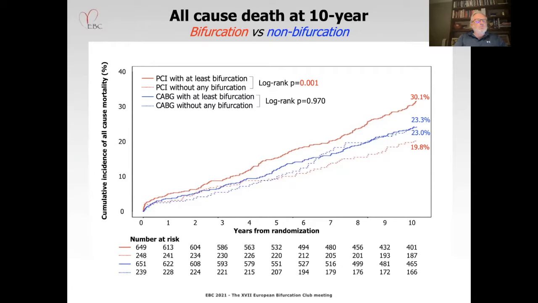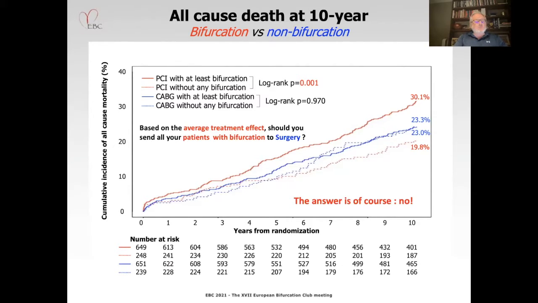Then we have the two CABG groups, the one with bifurcation, the one without bifurcation. Both have an identical rate of mortality of 23%. That makes sense: graft bypass that type of bifurcated lesion. Now, the key question, based on the average treatment effect, should you send all your patients with bifurcation to surgery? The answer is, of course, not.